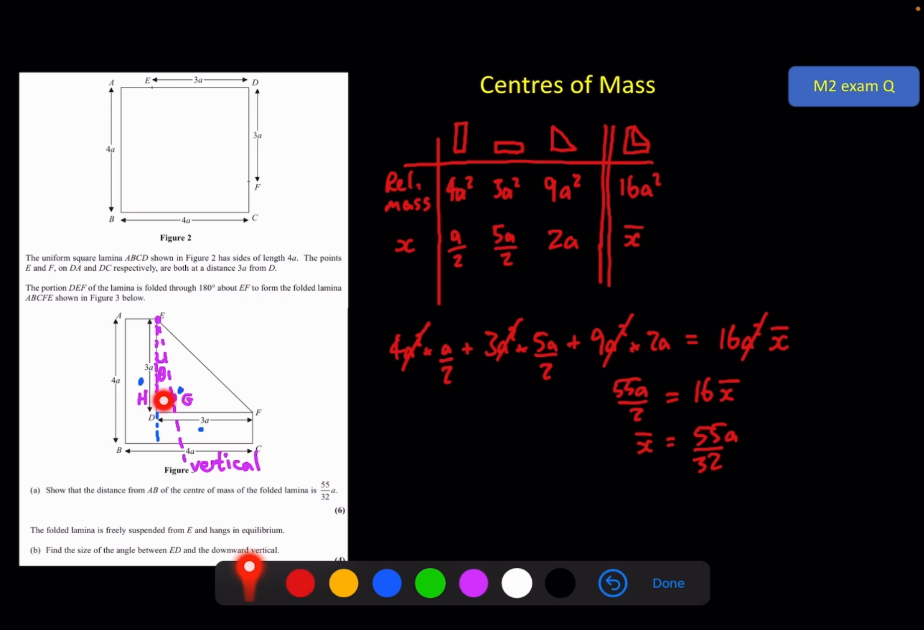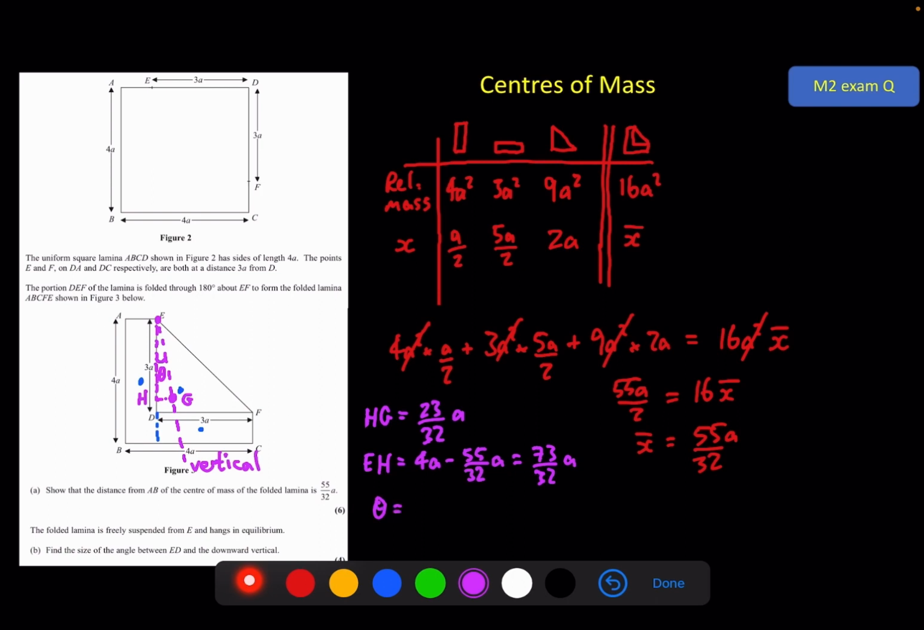We know HG, this little distance, is the center of mass 55 over 32a minus a. And that is 23 over 32a. And then we know EH is equal to 4a minus the center of mass on the y coordinate, which is equal to this because of the symmetry. So EH is equal to 4a minus 55 over 32a, which gives us 73 over 32a.